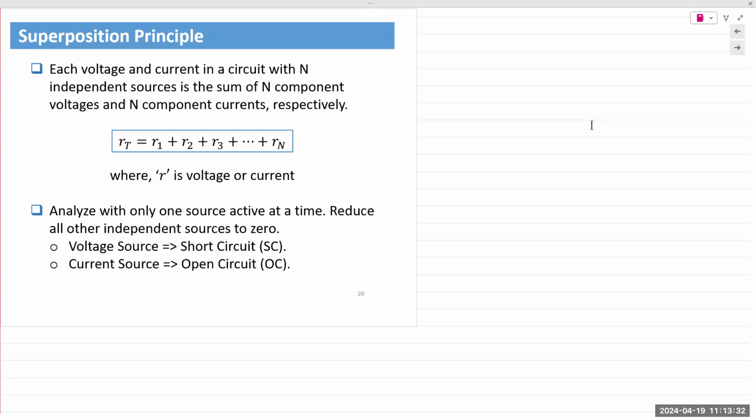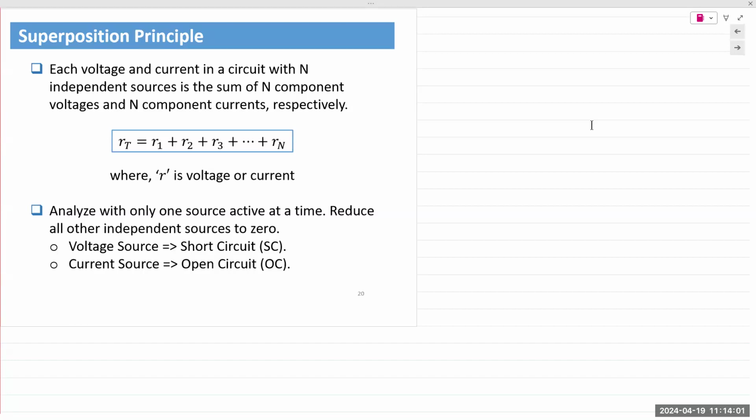So if you have a voltage or current, and the variable I chose is R. I don't know why I chose R, but it could be any variable, X, Y, Z. And that variable represents either voltage or current. Well, a resulting voltage or current in the circuit, R, would be a result of R1 plus R2 plus R3 plus so on and so forth, n number of times for n number of sources.